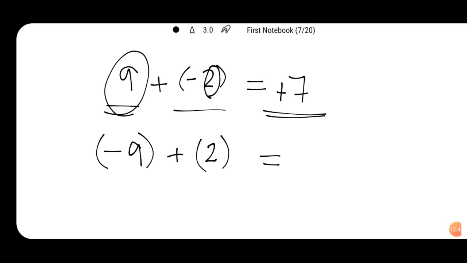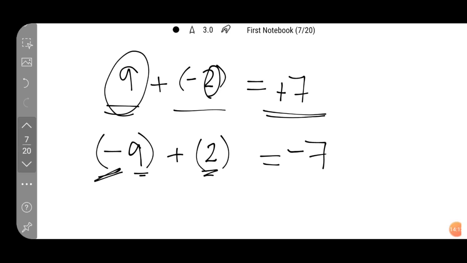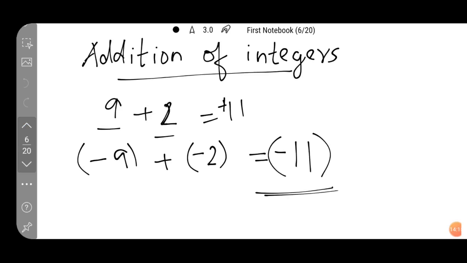What is 9 minus 2? It is again 7. 9 minus 2 is 7. We know that. Now, which sign will we give here? Check the numbers. One is 9 and one is 2. Which is greater? Obviously, 9 is greater. Now, check the sign of 9. What is the sign of 9 here? It is negative. So your answer is negative 7.